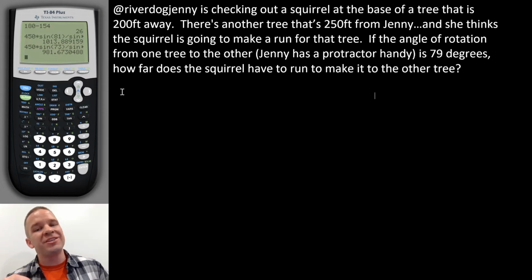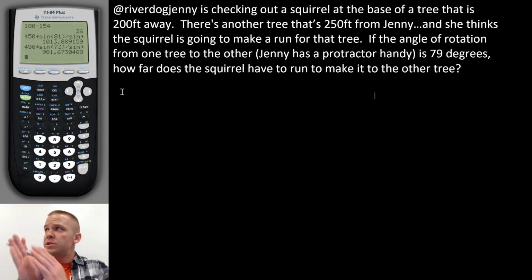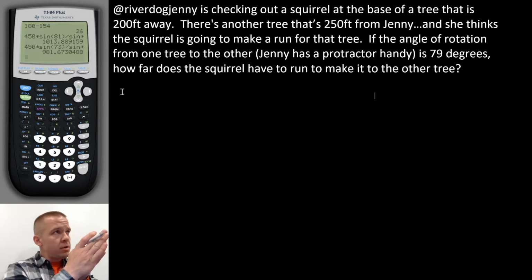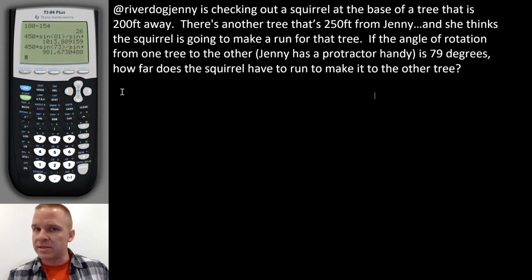River Dog Jenny is checking out a squirrel at the base of a tree that is 200 feet away. There's another tree that's 250 feet from Jenny, and she thinks the squirrel's going to make a run for it. If the angle of rotation from one tree to the other is 79 degrees, how far does the squirrel have to run to make it to the other tree, to safety? Can Jenny maybe catch it?